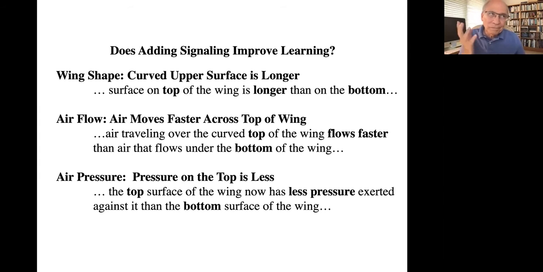When it's verbal, we might put things in bold font, or if it's spoken, we might emphasize it with our speech. This comes from a lesson on how airplanes achieve lift. And in order to emphasize it, we can add headings, like these three headings I have here. Or if it's being spoken, we can emphasize it in our speech to kind of say, wing shape, curved upper surface is longer. The surface on top of the wing is longer than on the bottom. So that's just a way of emphasizing the words we want people to focus on.